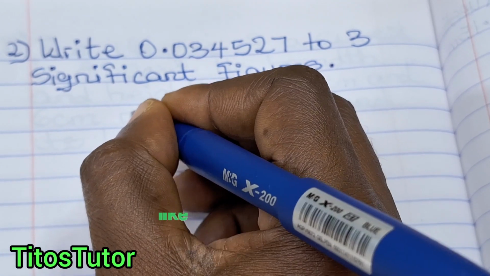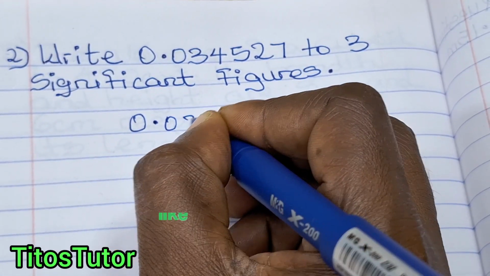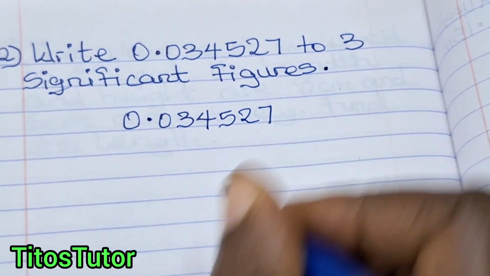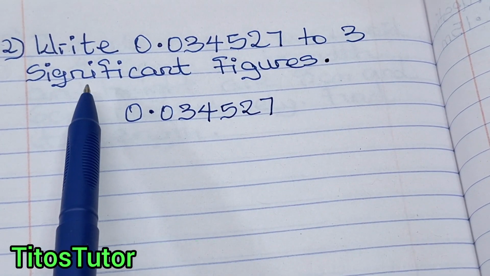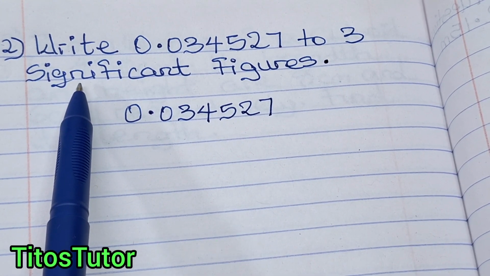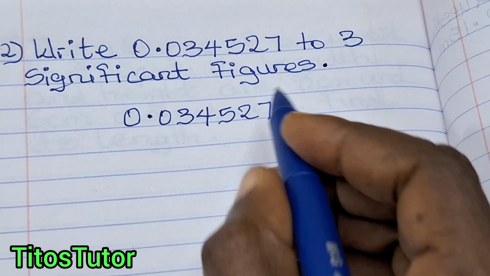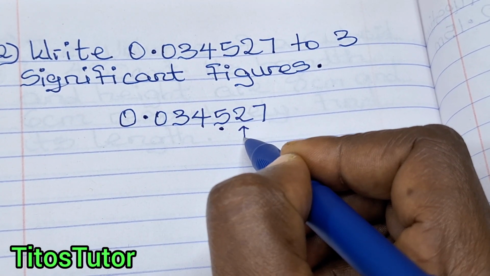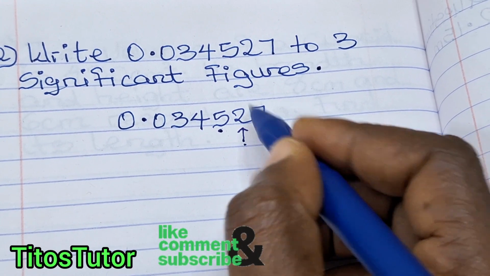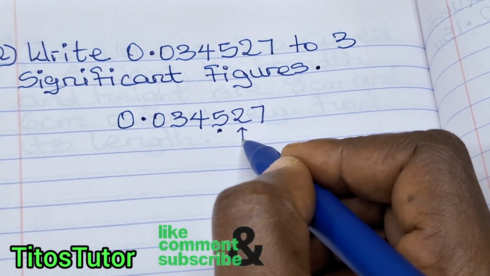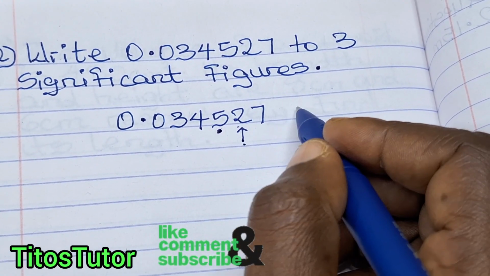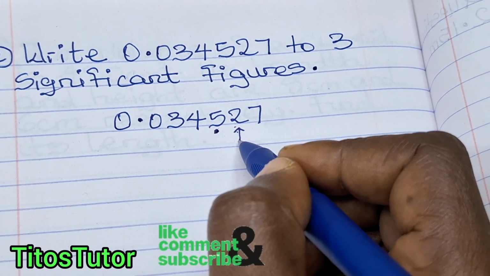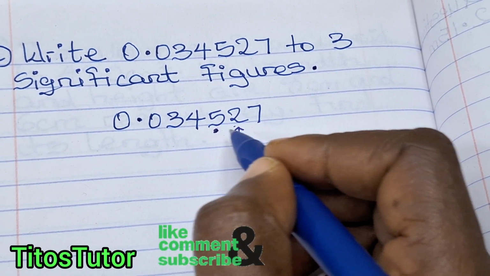So I'm going to rewrite the number 0.034527 to 3 significant figure. This is my third significant figure. So I'll look at the number in front of it. Is it up to 5? If it is, I add 1 to this. If it isn't, I leave it the way it is. And all the others turn into 0. So 2 is not up to 5. So I'm going to leave this 5 just the way it is.